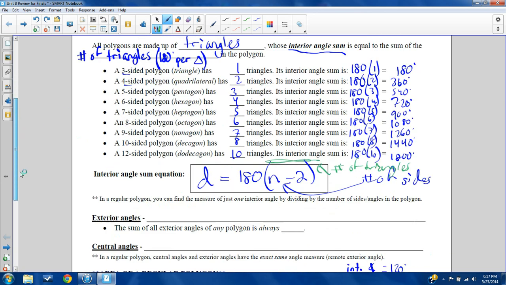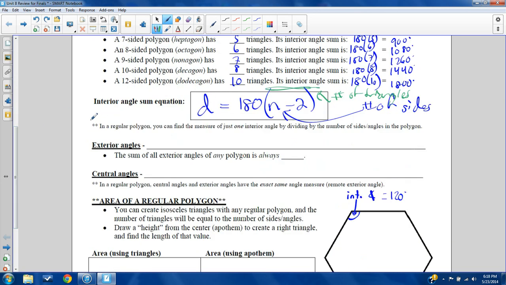Okay. So that was a footnote. It's in small writing, but it's not a minor thing. It's a major thing. So it's like taking this, it's like taking your d, 180 times n minus 2, and dividing it by n, the number of sides. 720 divided by 6, right? 540 divided by 5. That's what that interior angle measure would be.